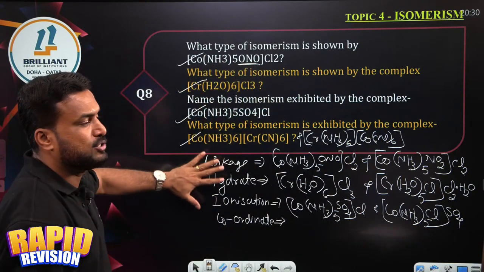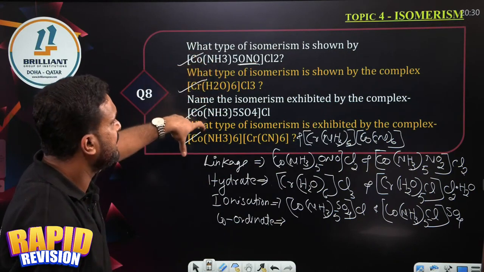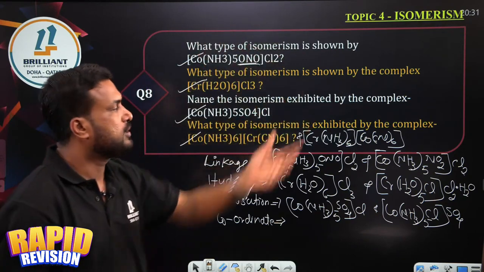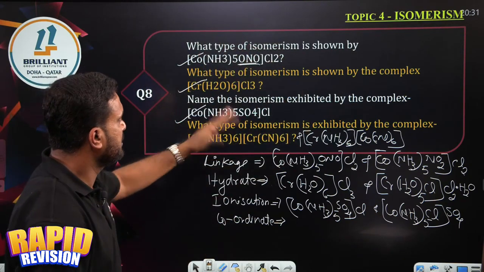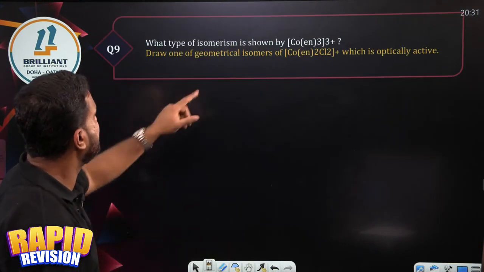So we learned four types of isomerism. Any of them they can ask. These are previous board questions, and this is the way they ask. Sometimes they may ask like this, or they may give the formula and ask what type of isomerism, or they may ask for an example also. Okay, now we will go to another type of isomerism.